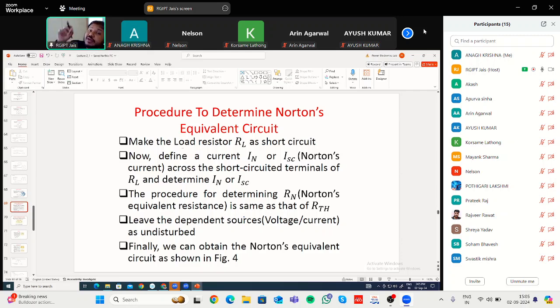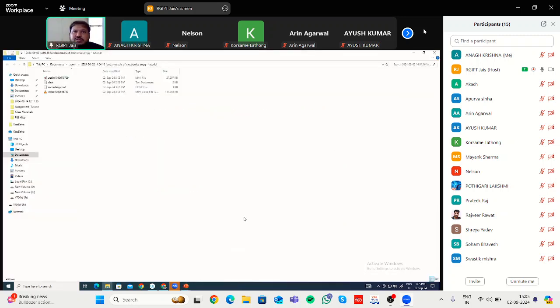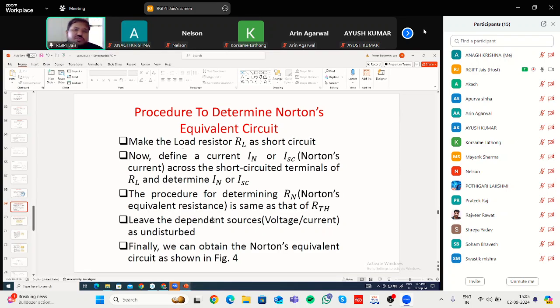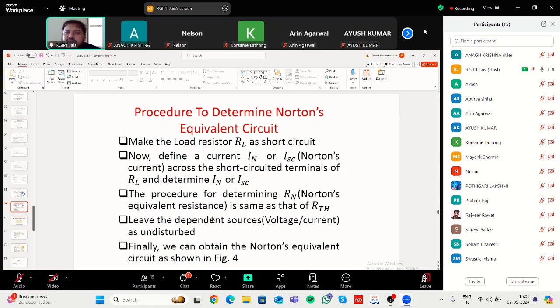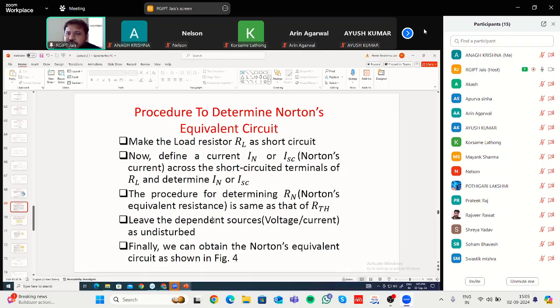Now we have to find the current that will be flowing through the load. Current cannot flow through an open circuit. For current to flow, you need a short circuit, a conductor. So here the load resistance will be replaced by a short circuit. Then we will assign a current IN, or Norton's equivalent current, or ISC, the short circuit current, that will be passing through that short circuited portion. That current you have to find.